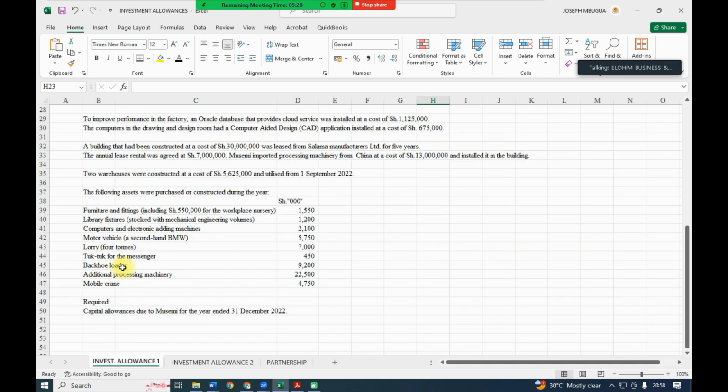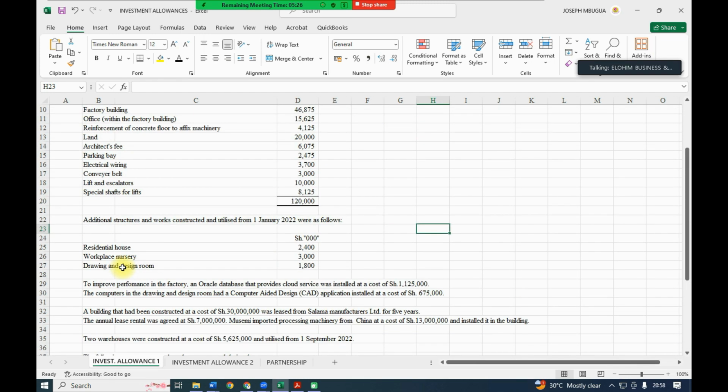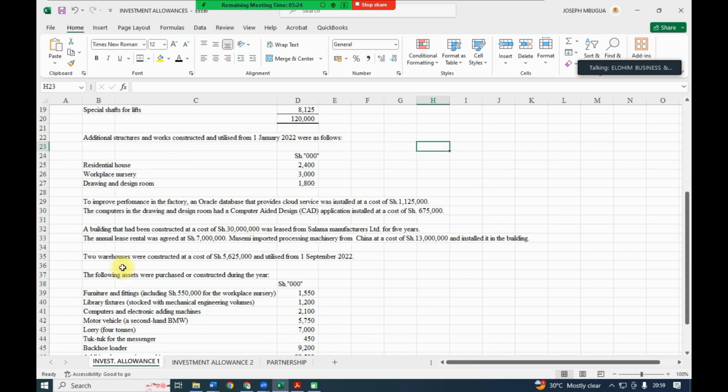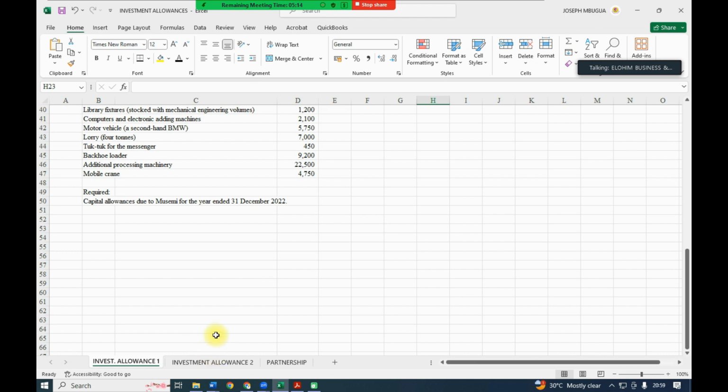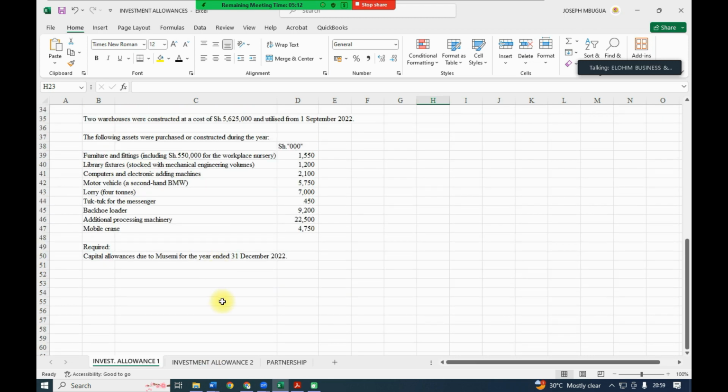So we just need it for 1 year, in this case December 2022. That's what we need, because they commenced operation in January. They commenced the operation in January. So we shall do the same thing that you have done, the same thing, starting with investment allowance.